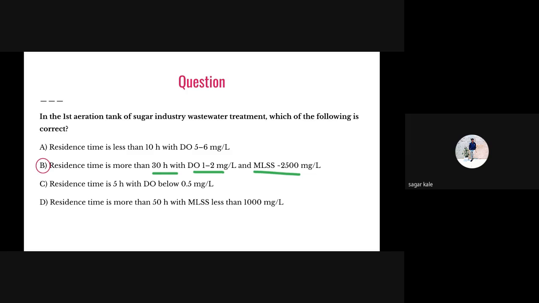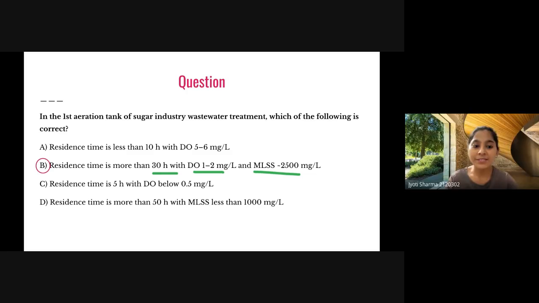MLSS. And if it is the aeration tank, then what does it mean? Why are we using the aeration tank? Why are we giving air to wastewater? What will happen whenever we supply air to the wastewater? Dia gave me the full form, that is mixed liquor suspended solid. Yes. So this is mixed liquor suspended solid. This is something that we measure of the microorganisms. So microorganisms we can measure in the form of MLSS.